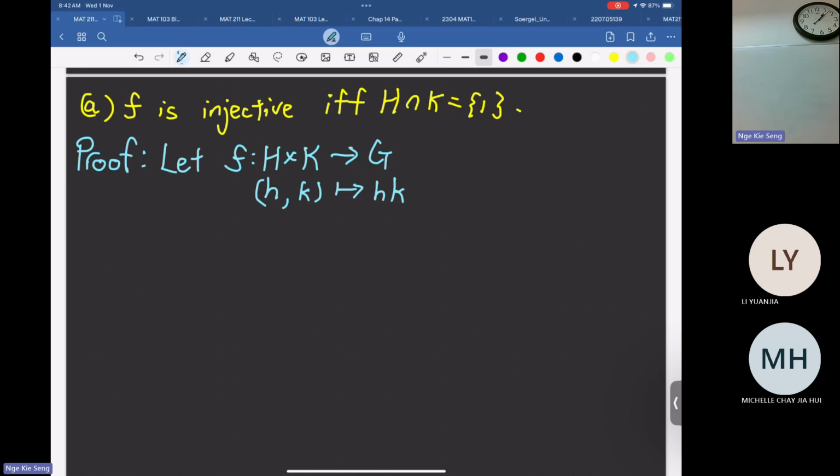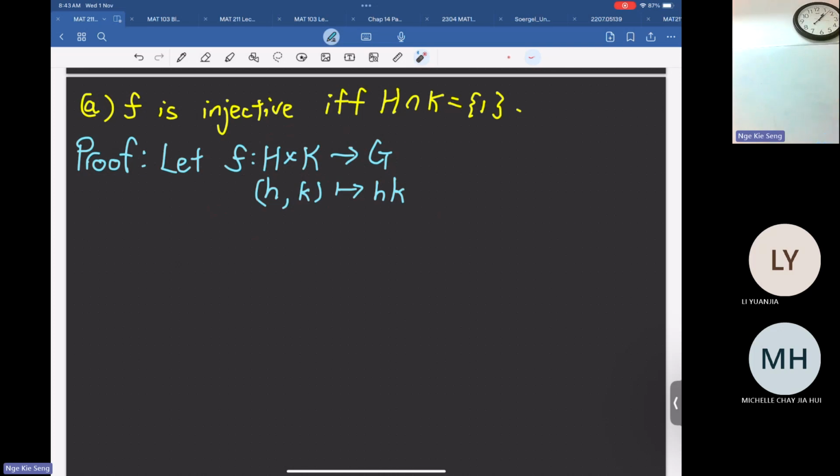What is an element in the product group? It is just an ordered pair (h, k). What happens to (h, k)? I multiply them together, and it becomes h times k in G. This is a standard way to write down the map. You need to tell me the domain, the codomain, and what happens to the element under this map.